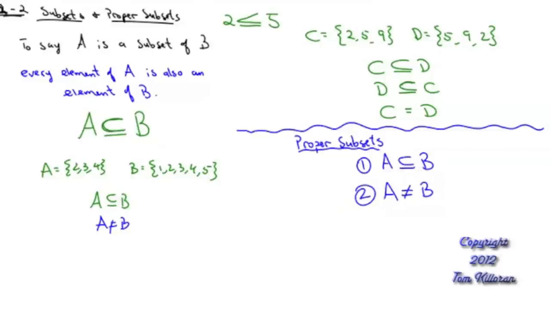Can C and D be proper subsets? No, because they are equal. So in this case, the symbol for a proper subset is this. What's missing? That line. And that line means? Equal to. So I'm getting rid of the possibility that they are equal. That's all a proper subset is. C and D are definitely not a proper subset because they are equal. A and B are definitely proper subsets because they are not equal.